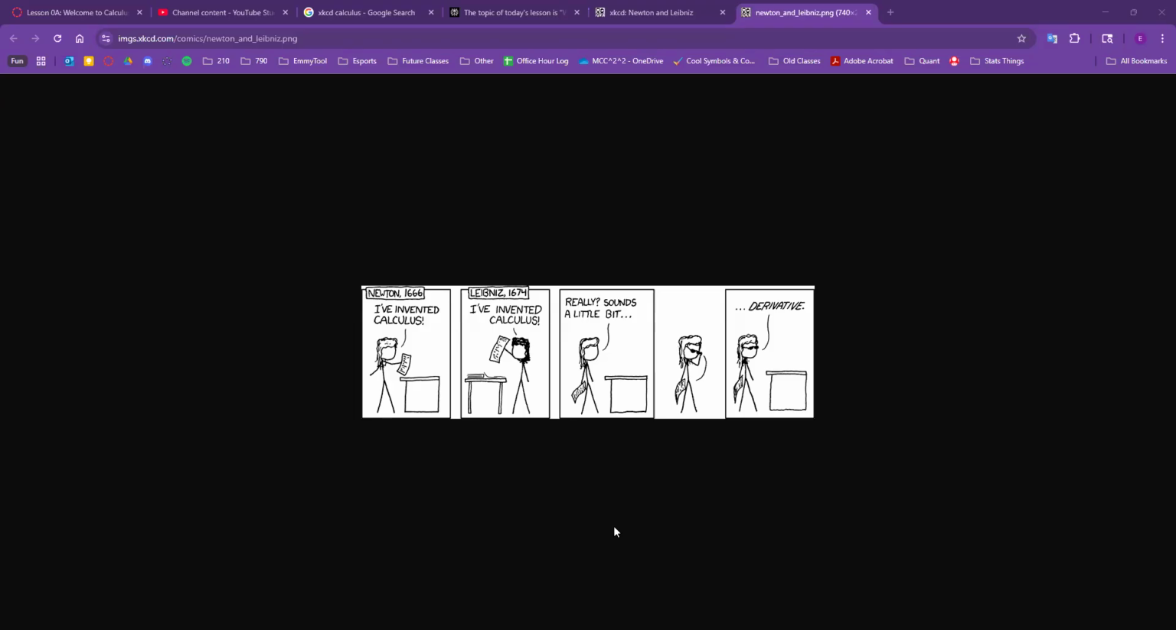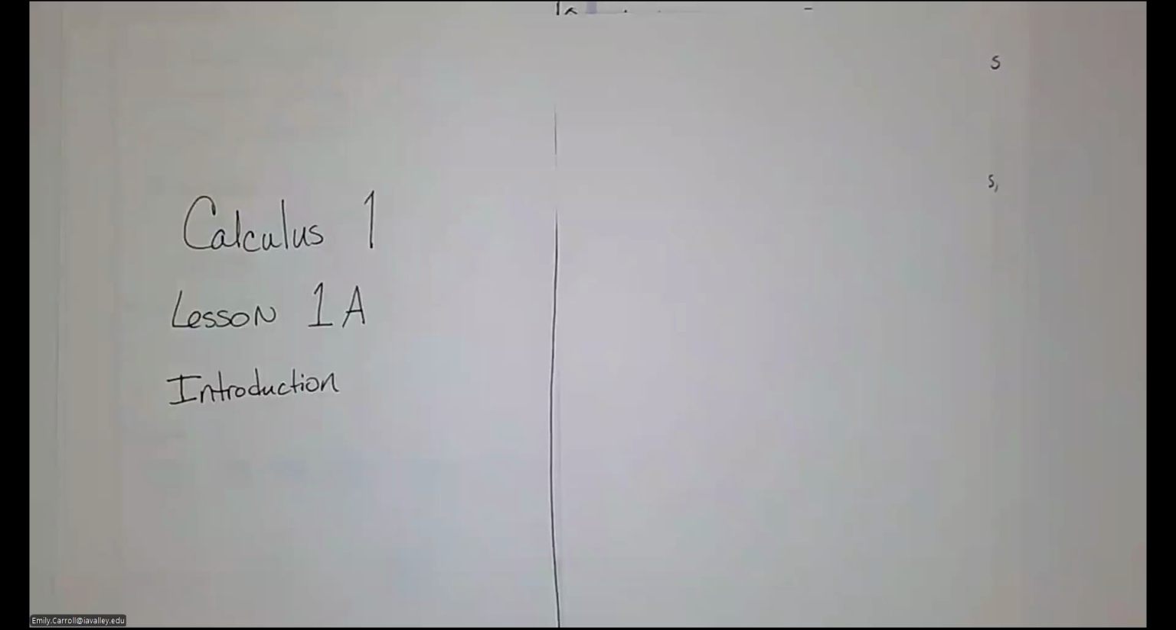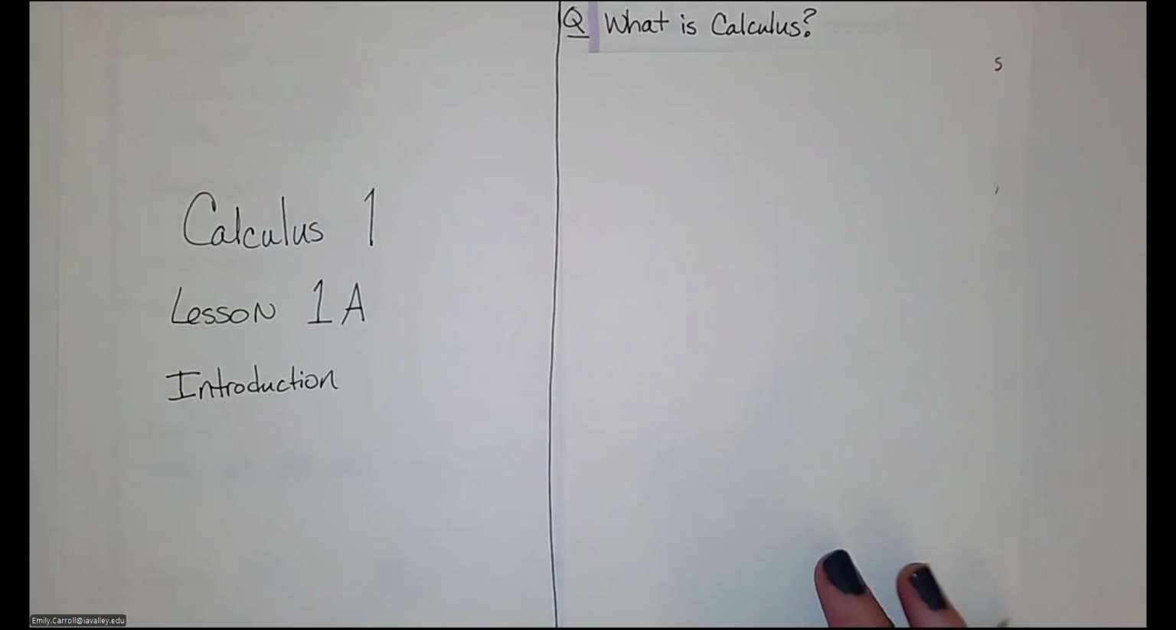Once upon a time, there was a guy named Isaac Newton, and he invented calculus. But there's also a guy named Gottfried Leibniz, who also thinks he invented calculus. At any rate, calculus is what we're going to start learning today. We're going to start with, what even is calculus?